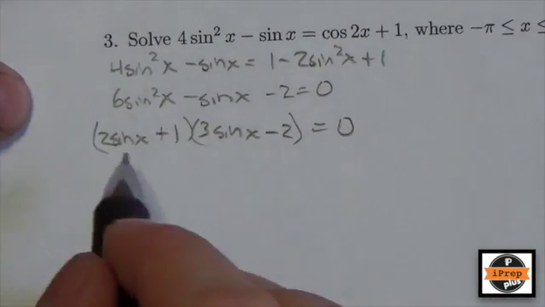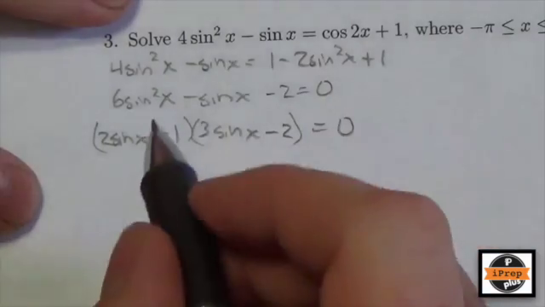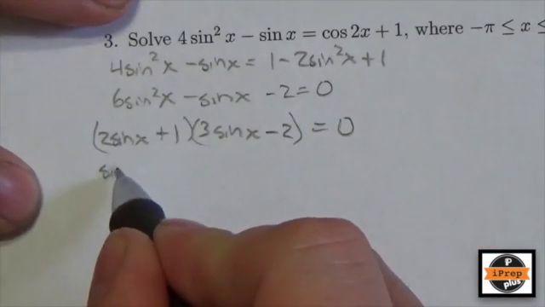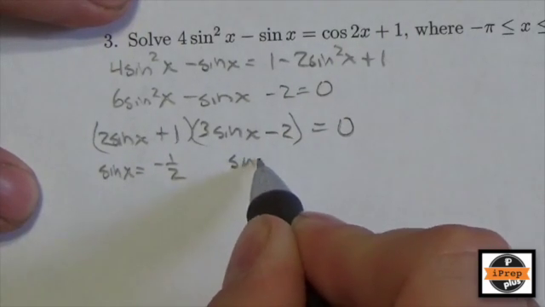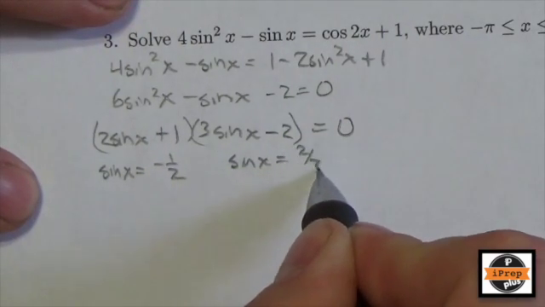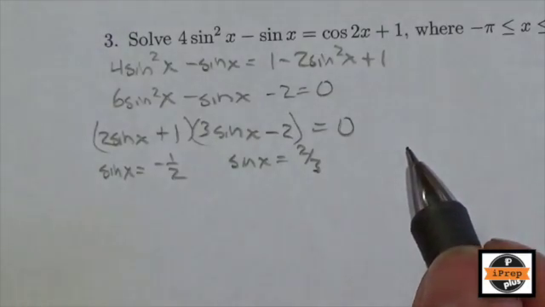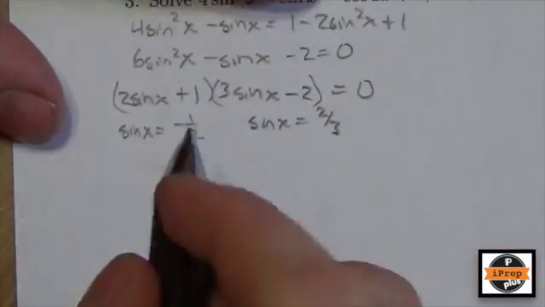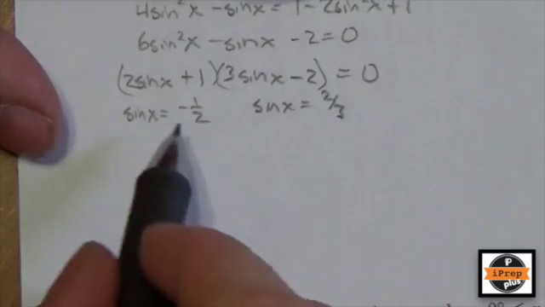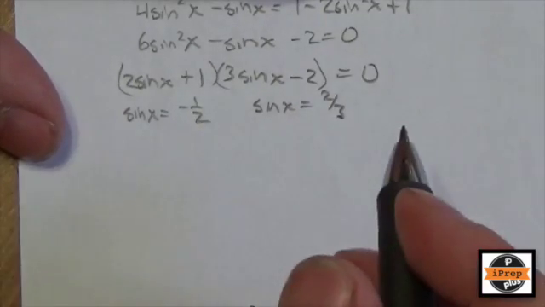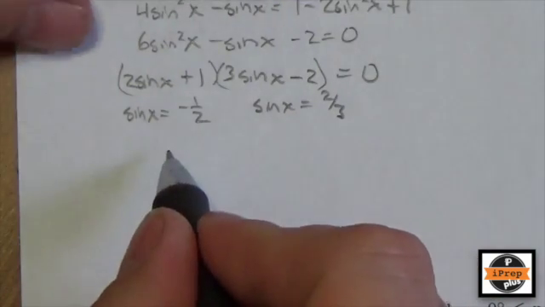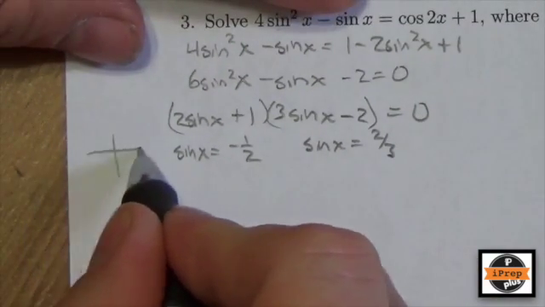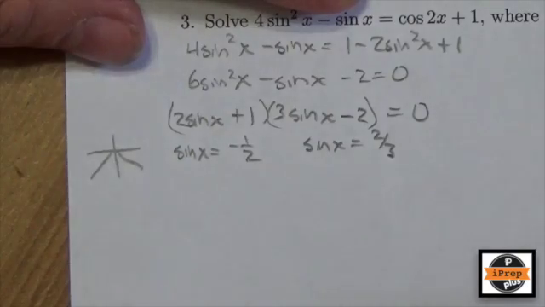So we've got now two different factors here, each of which could go to 0. This will go to 0 if sine is equal to negative 1/2, and this one will go to 0 if sine is equal to positive 2/3. So now let's solve this here. Where does the sine become negative 1/2? Well, that's going to be true in quadrants 3 and 4. Okay, so this is going to be true down here in quadrants 3 and 4.